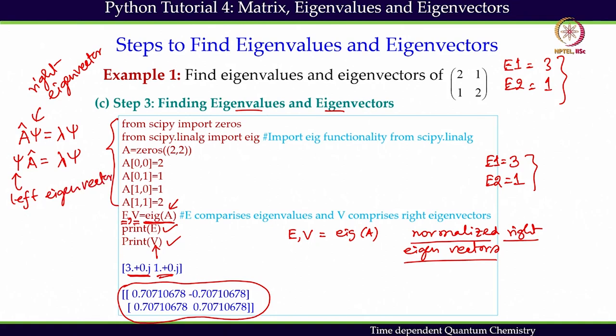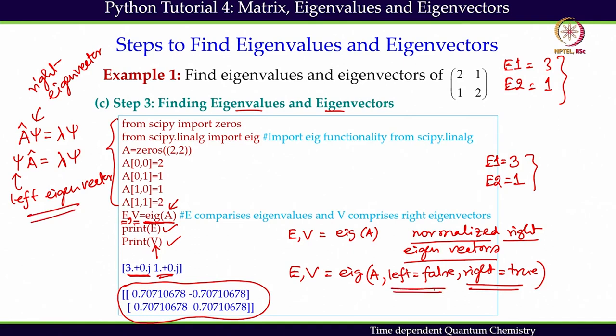So, by default, if I don't mention anything, the actual construct for evaluating eigenvalues is the following. This should be EIG, then the name of the matrix, then we have to write left equals false and right equals true, false or true. Generally by default it is taking right as true. If I need to get specifically the left eigenvector, then I have to write left equals true, then only I'll be able to get that. So, if I don't mention anything, by default it is giving me the right eigenvector in normalized form.